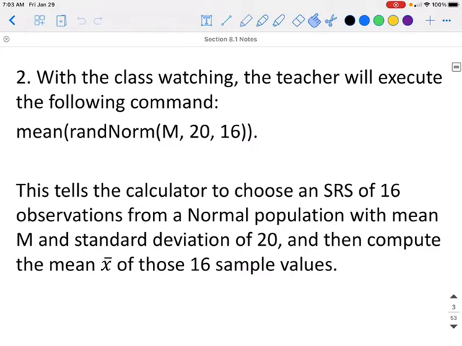I'm going to give you parameters that tell you that you are going to find the mean of a random normal distribution for our value m, 20, and then 16. So this tells you you're going to do 16 observations, and our mean for the population is m, and the standard deviation is 20. And you're going to compute the mean from those 16 samples.